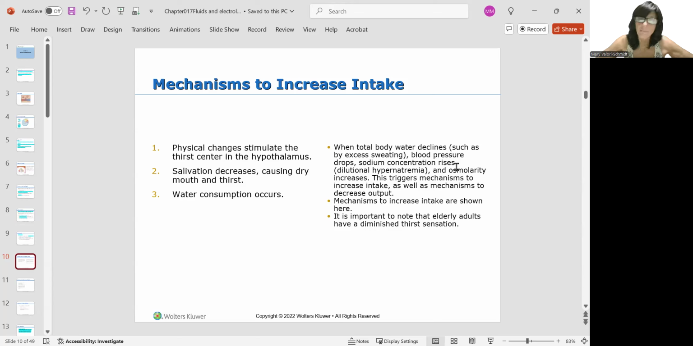Older folks don't have that, not me, but other old folks. They don't have the same kind of thirst mechanism, right? It kind of slows down. So we sometimes have to remind them, hey, did you drink any water today? Have a drink. Okay. Because they can get dehydrated very quickly.